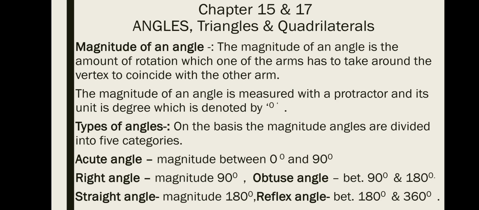Types of angles. On the basis of magnitude, angles are divided into 5 categories: acute angle, magnitude is between 0 degree and 90 degree. Right angle, magnitude is 90 degree. Obtuse angle, the magnitude is between 90 degrees and 180 degrees. Straight angle, magnitude is 180 degree. And reflex angle, its magnitude is between 180 and 360 degrees.